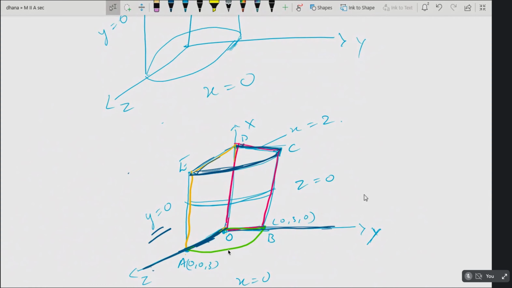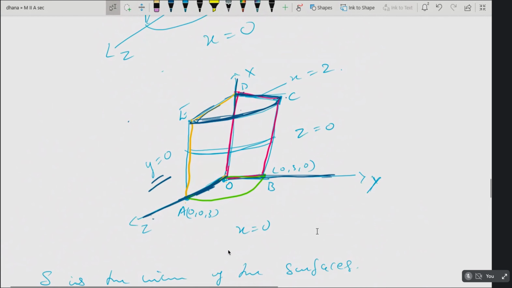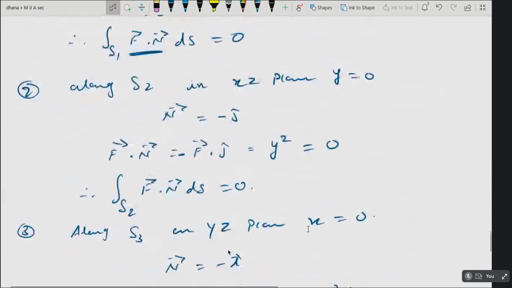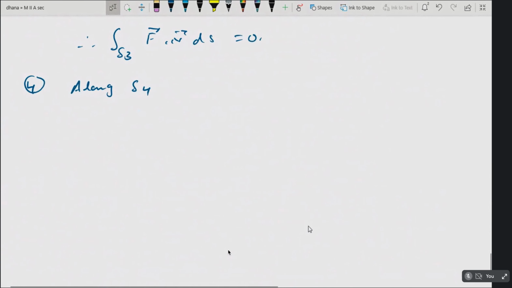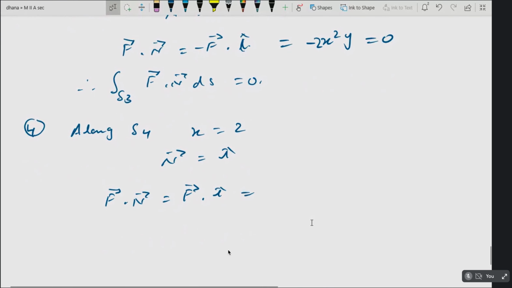Here for this one, along S4, x is equal to 2. So what will be your unit normal vector? n bar is equal to i cap. So let me write that. x is equal to 2, n bar is i cap. So your f bar dot n bar, which is f bar dot i cap, just now you told me this answer, that is 2x square y I will get. x value is 2, so 4 into 2, 8y I will get.